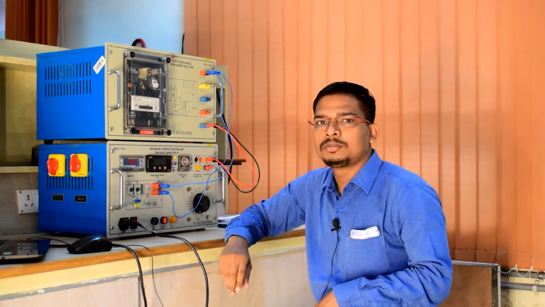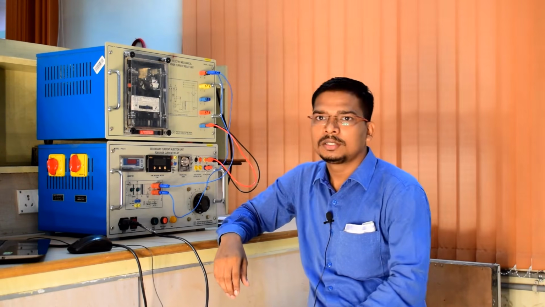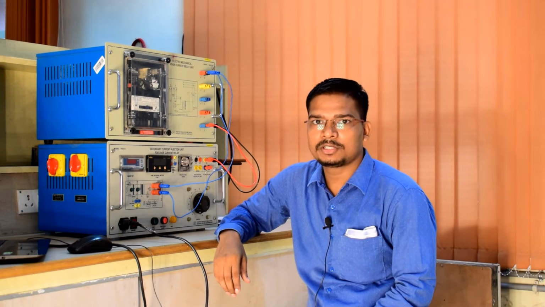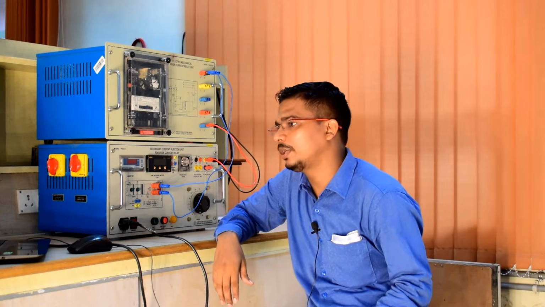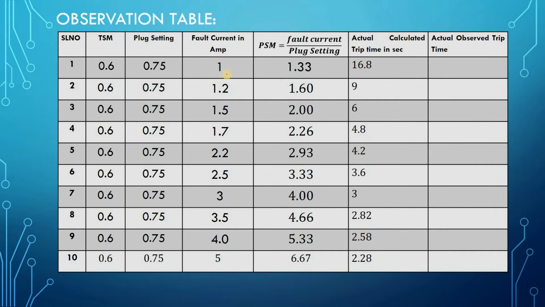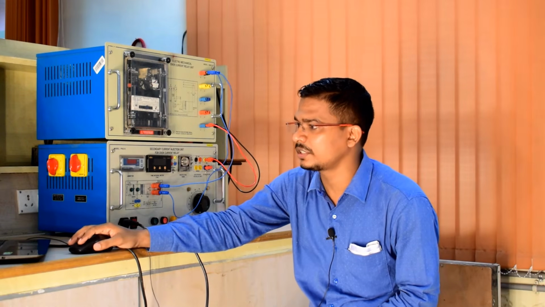As I told you, in our experiment, the clock setting and TSM are constant. You have to fix them for some value. Right now, we have fixed TSM to 0.6, and the clock setting we have fixed to 0.75. So these are fixed settings. You have to fix them inside the relay. These are the relay settings.